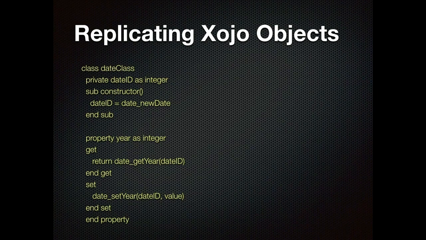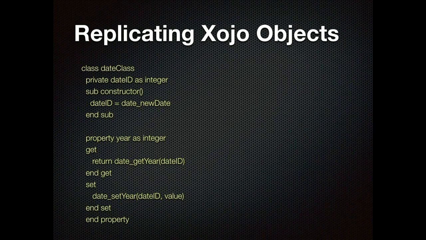That date underscore new date is a function that I've created in my main context object, which generates a unique ID, so we know it's unique. No two dates are going to have the same ID, and it assigns it to this class. So once I have an object of this class, since it's got a private date ID as integer, it will remember its own ID, right?